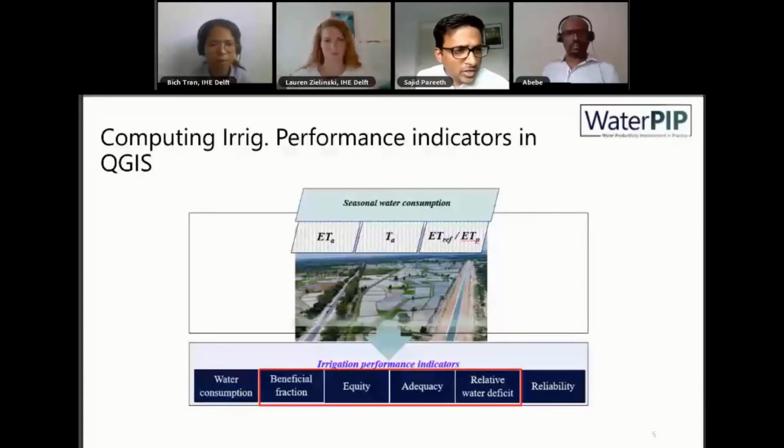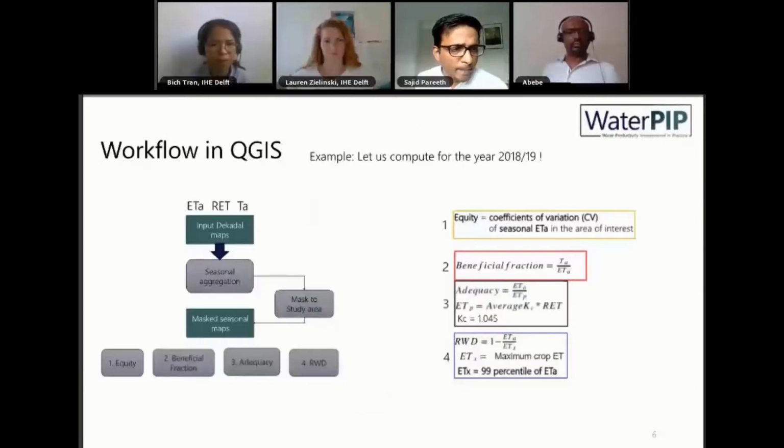So what I'm going to show you is how to compute irrigation performance indicators in QGIS, which Abebe will, in the following session, explain further, how to do that for all the years using Python. Here I will show you 1 year. I will show you how to compute these indicators. And this is the workflow.